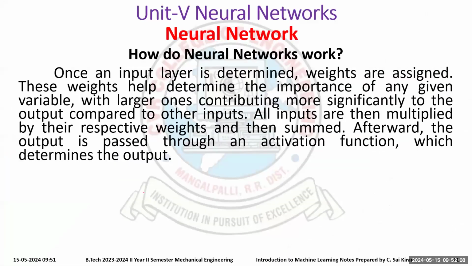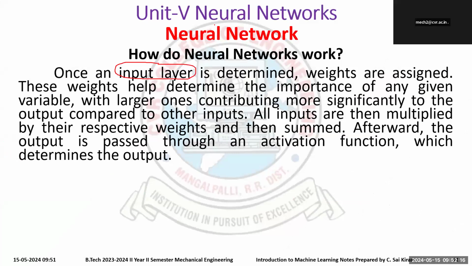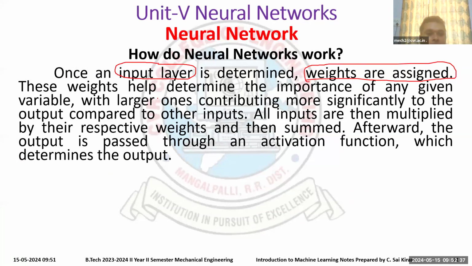How do neural networks work? Once the input layer is determined, you have to determine how many input layers there are. Based on those input layers, you will get the final output. If the input layers are more, you will get more output layers. Then you have to decide the weight, how much weight is assigned.